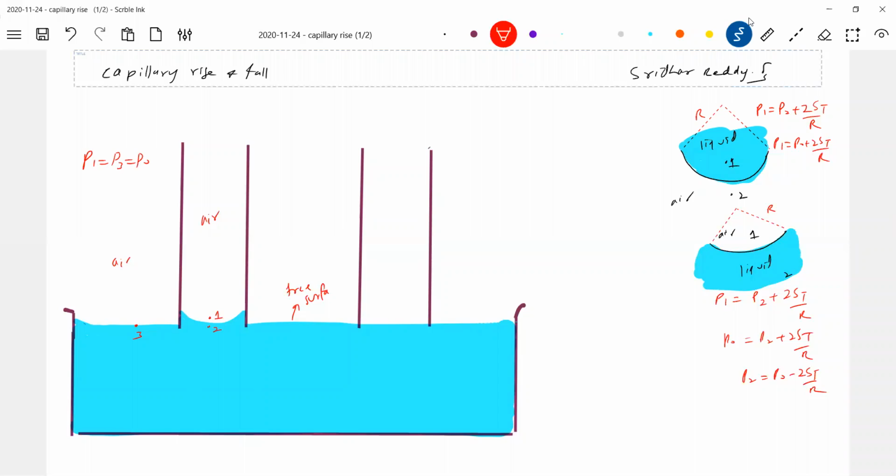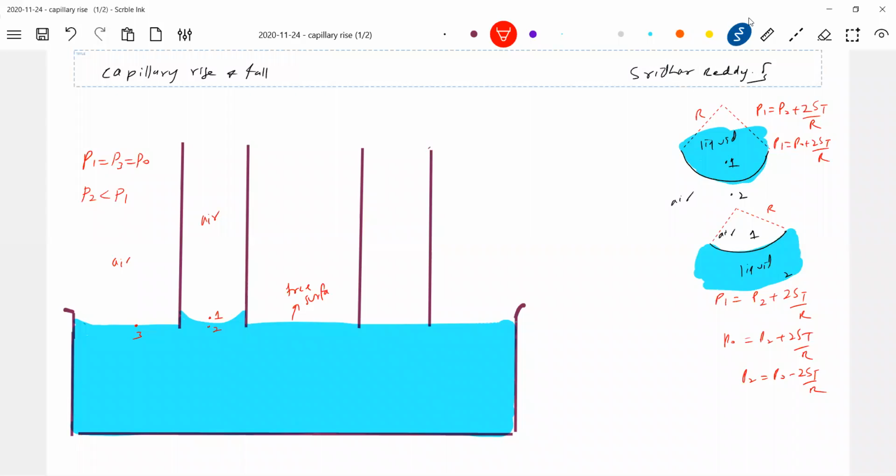Okay, will I agree with this? Definitely the pressure at 1 should be, pressure at 2 should be less than 1. Am I right? On the concave side it will be more than the convex side, no? So pressure at 2, what do you expect? It should be less than 1. So here, what do we get? P2 will be less than P1.